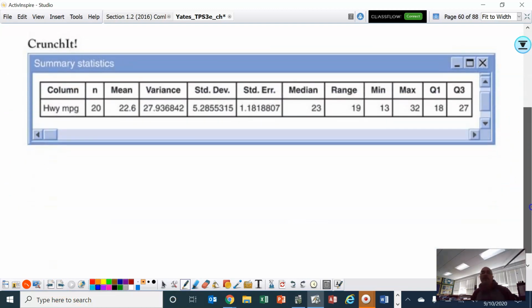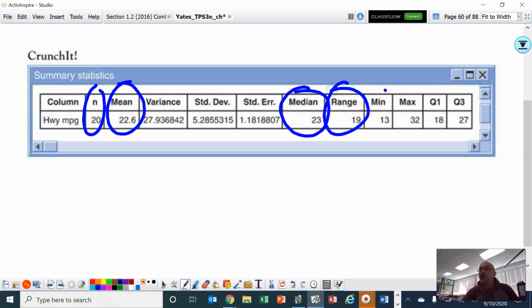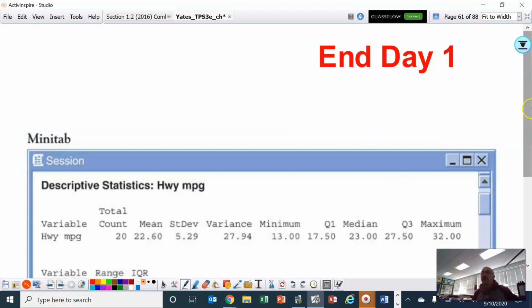Sometimes they will give you some data. You're also going to have to be able to read data. This is a program called Crunch It. Here's a summary statistics. You're going to learn about all kinds of things in this, but I'm going to point out, you should be able to read it. This tells us how many numbers are in the data set. Here's the mean. We don't need to worry about the next 3. Here's the median. It tells us the range. It tells us the minimum, the maximum, Q1 and Q3. Easy to read. I'm going to do one more.